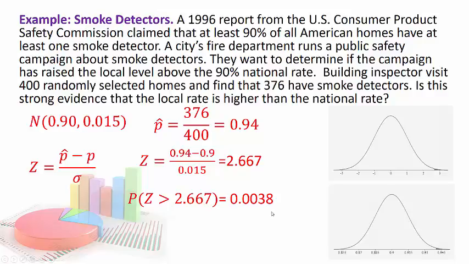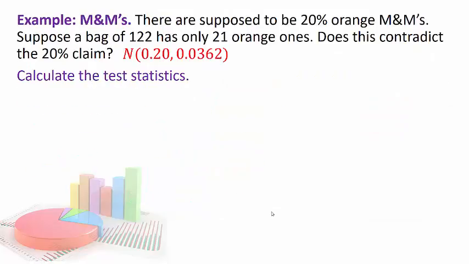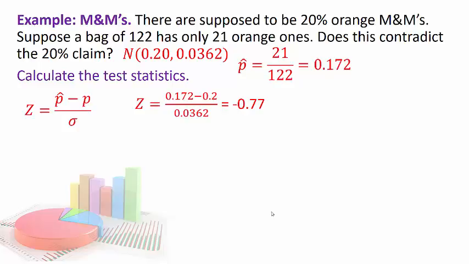All right, let's do the mechanics on the M&M example. So that one we had the normal model 0.20 and 0.0362. Let's go ahead and calculate the proportion we saw. It was 21 out of 122, or 0.172. We still have to calculate the z-score. Or, I mean, in theory, you could punch it all in your calculator, but any statistician worth their salt calculates the z-score. So, in this case, I'm going to test that it is outside of negative 0.77, all right?